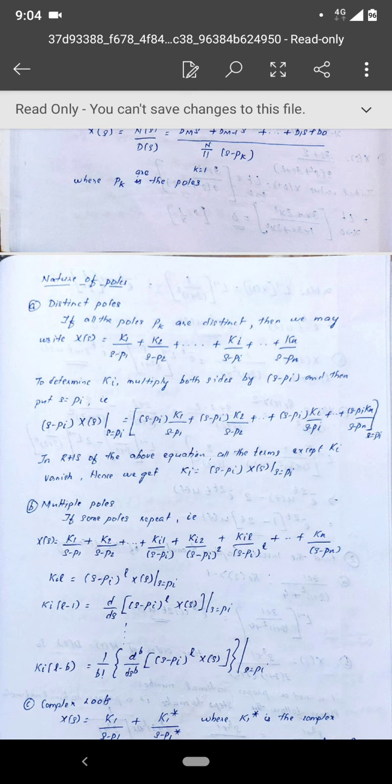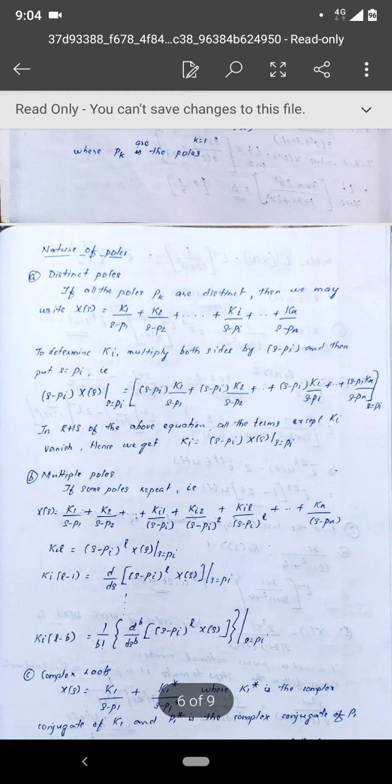So if poles are distinct, then you can write the partial fraction expansion as X(s) = k1/(s - p1) + k2/(s - p2) + ... + ki/(s - pi) + ... + kn/(s - pn), where (s - pi) is the ith root, and the residue of that is ki. All these residues, k1, k2, ki, kn, we have to find. So how do we find that? Each one of them has to be found out.